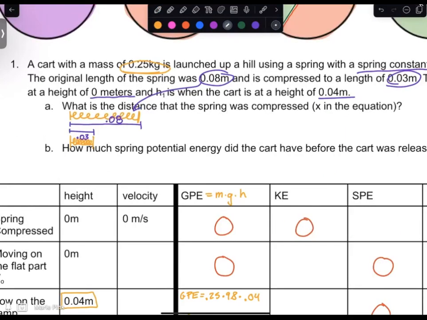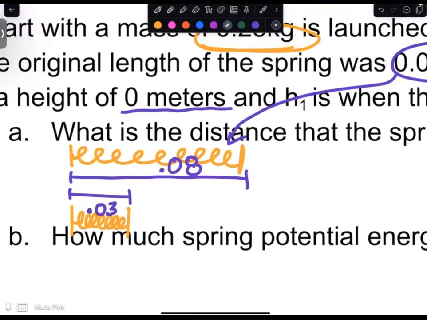So then our gravitational potential energy will be 0.098. Alrighty, so now we need to find the spring potential energy because we are given information that we need for that. So what I went ahead and did is drew the spring. So it said the original length of the spring is 0.08, and when the spring is compressed, it's a length of 0.03. X, when we do the spring potential energy equation, is going to be the difference between these. So X is the change in length, because that is going to be what determines how much energy there is. Not the original length of the spring, not the final length of the spring, but the difference. So how much it got squished.